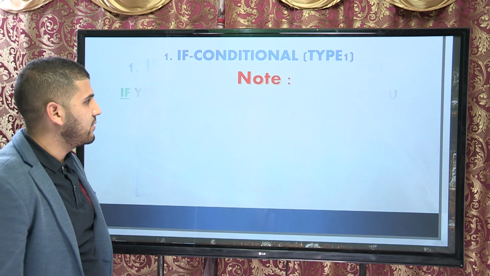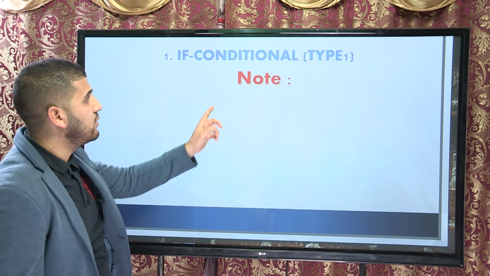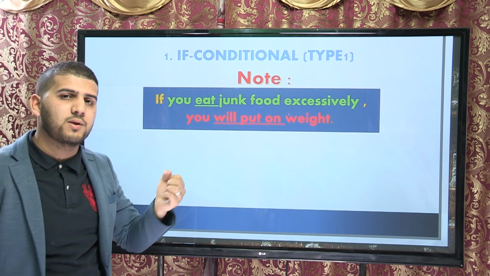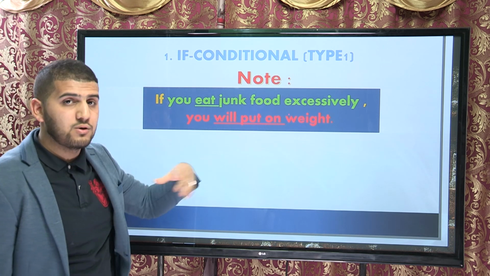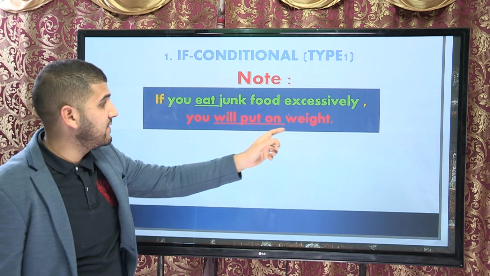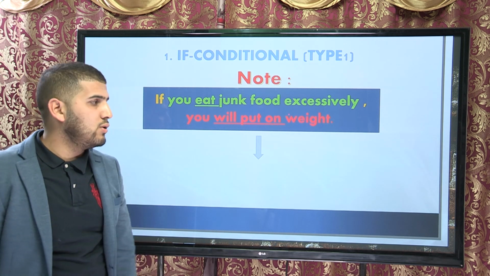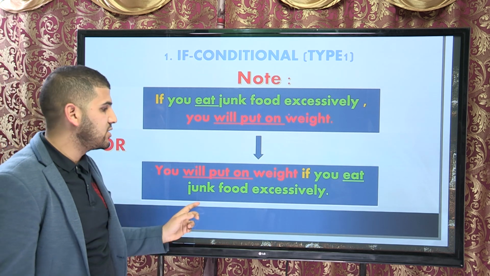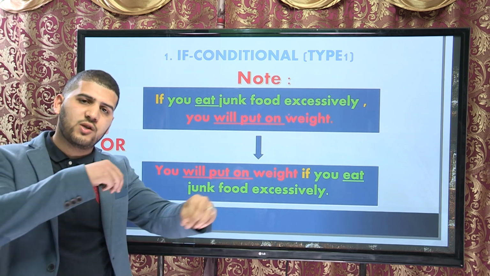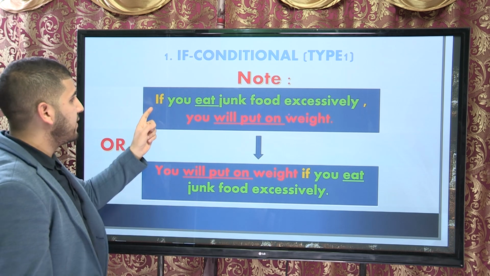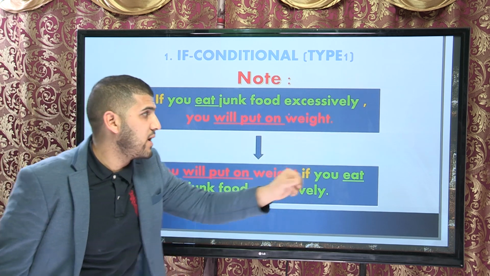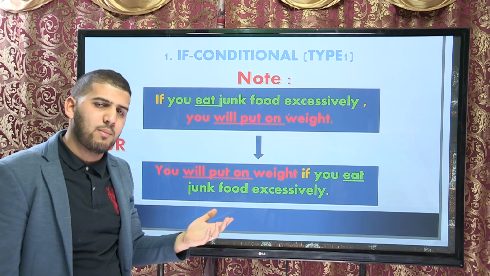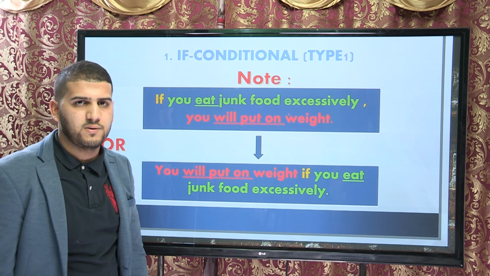Let's move on to the second example. Or before that, we have a note. With if conditional type 1, you can start your sentence with the if clause and say, if you eat junk food excessively, you will put on weight. Or you can start with the result clause and say, you will put on weight if you eat junk food excessively. So we can switch the two clauses. If you start with if, you put a comma to separate the two clauses. If you start with the result, there is no need to put a comma. You need to put if between the two clauses.